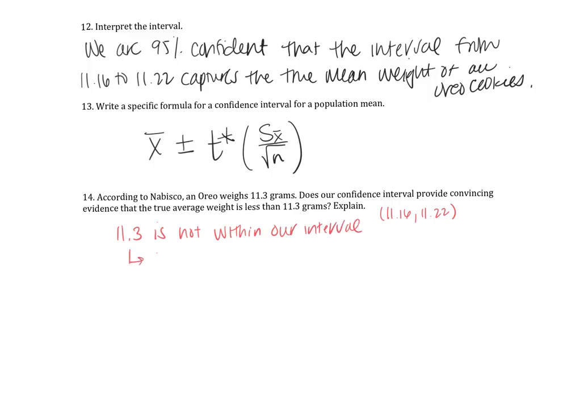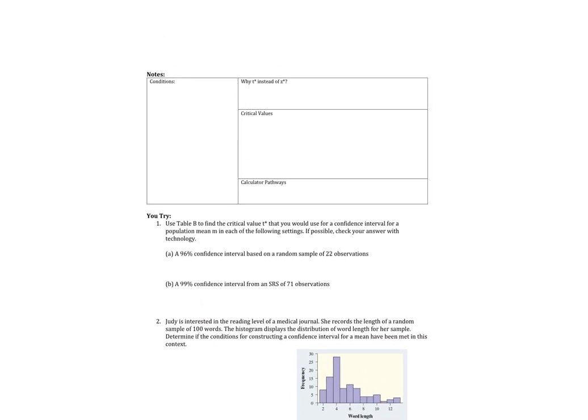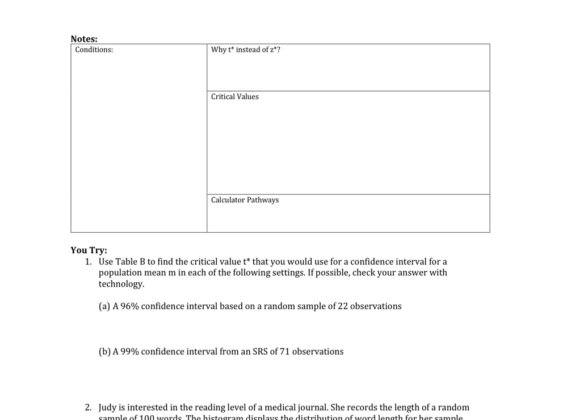So this suggests the true weight is lower. We're not so sure if they're telling the truth. We're 95% confident that the true average weight is between those values, and 11.3 is higher than that. So we're not thinking that's truthful. All right, so let's just talk about some notes here.